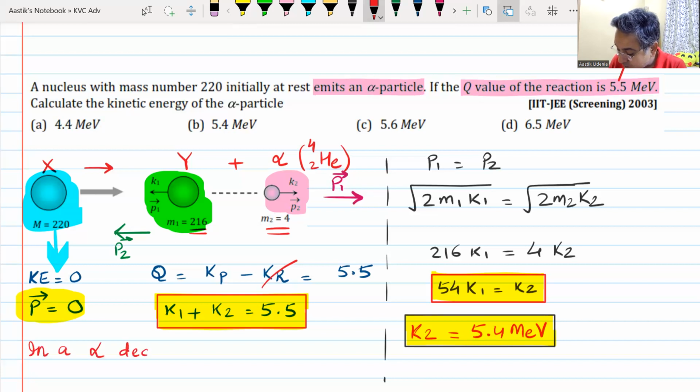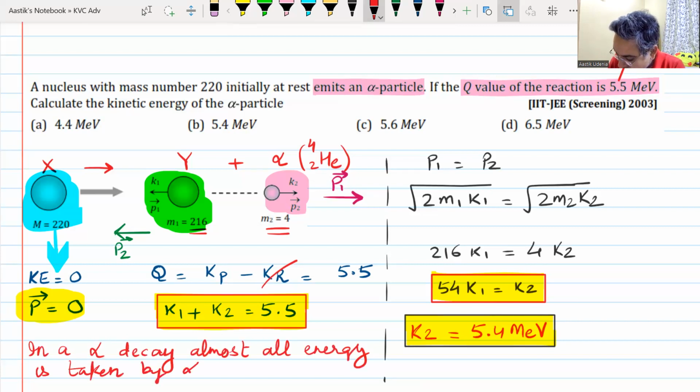We are just going to see this. In an alpha decay, almost all energy is taken by the alpha particle. If you know this fact, actually there is no need to solve this question. The Q value is 5.5. The alpha particle cannot have energy more than that. The only option which is possible is 5.4. So you actually would not have to solve the question if you remember this fact.